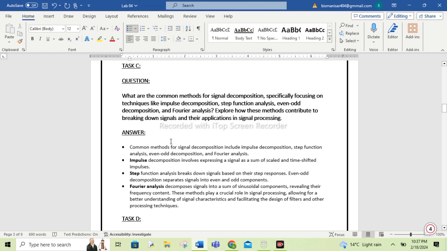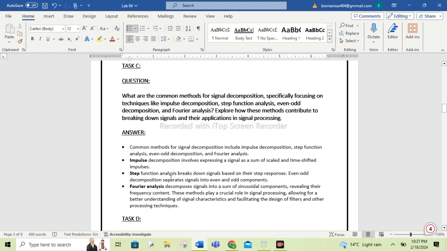Common methods for signal decomposition include impulse decomposition, step function analysis, even odd decomposition, and Fourier analysis. First of all, impulse decomposition involves expressing a signal as a sum of scaled and time-shifted impulses.